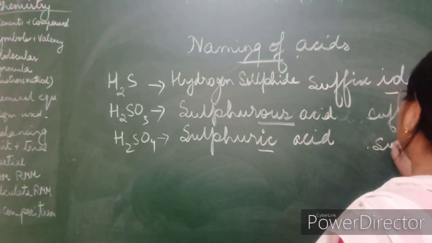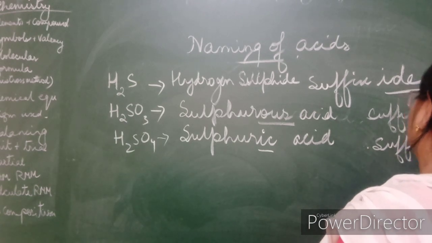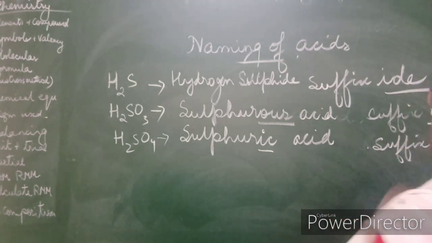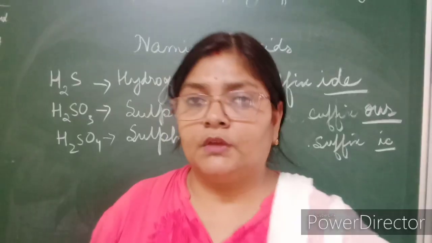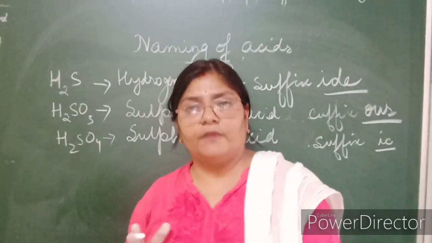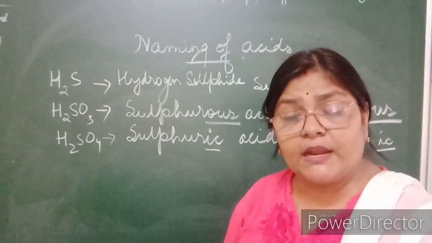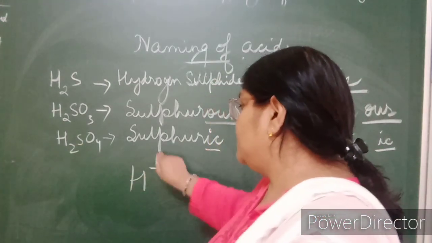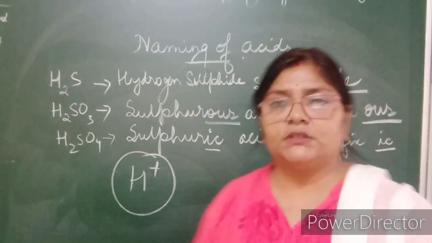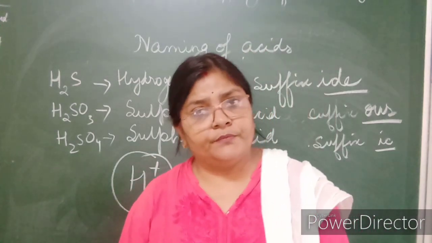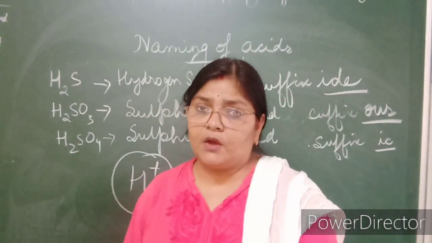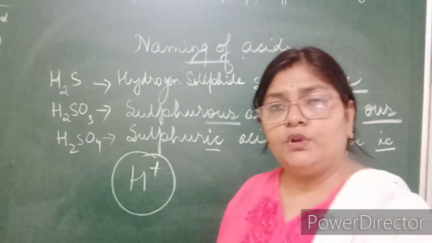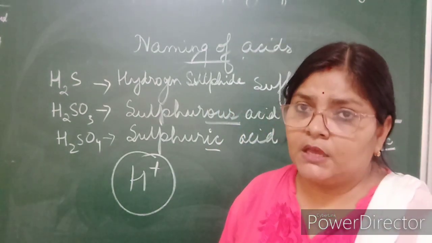The suffix ic is used. So while we were doing the naming of acids, you must have realized what acids are. Acids have hydrogen as the only electropositive radical. It is a compound which has hydrogen as the only electropositive element.